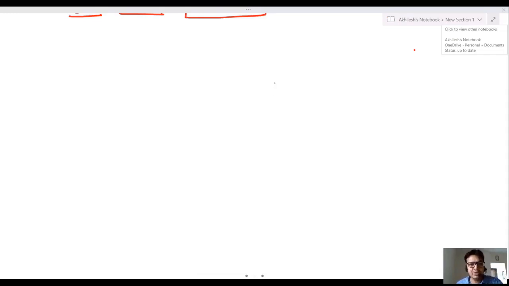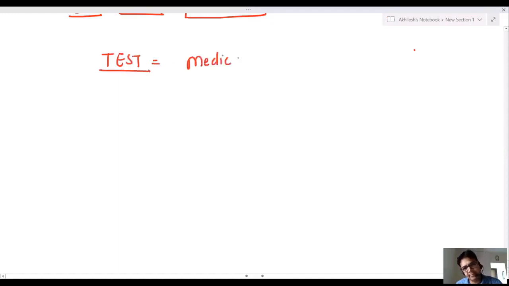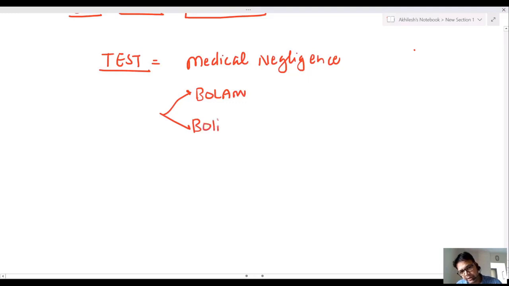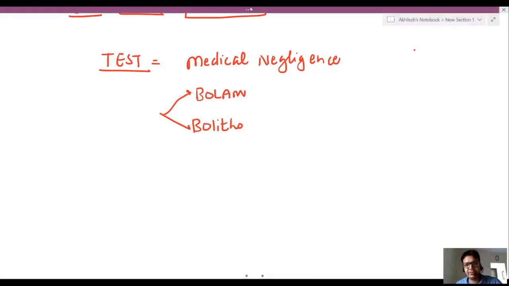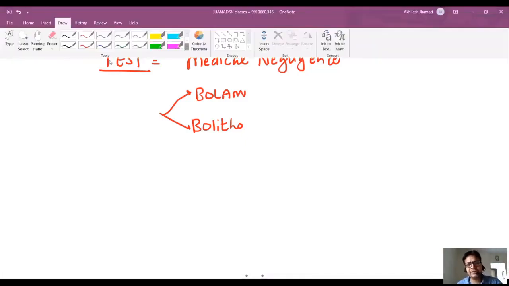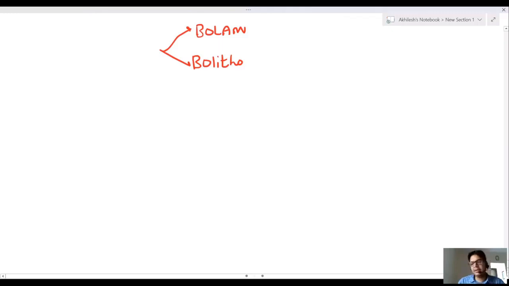Now, there are some tests for medical negligence. You just remember the names of these two tests. One is the Bolam test, another is the Bolitho test. Just remember the names. So these all are defenses available for a doctor during medical negligence cases.